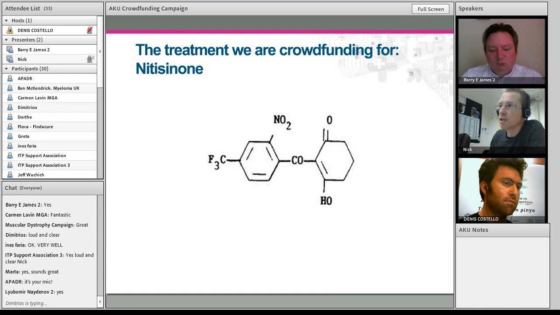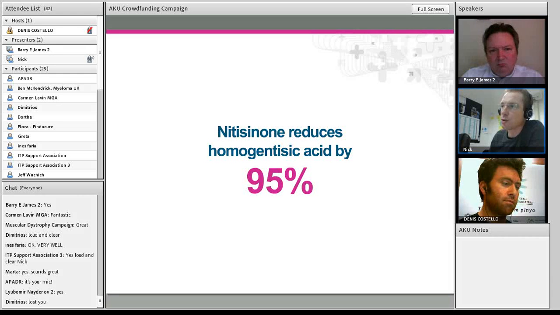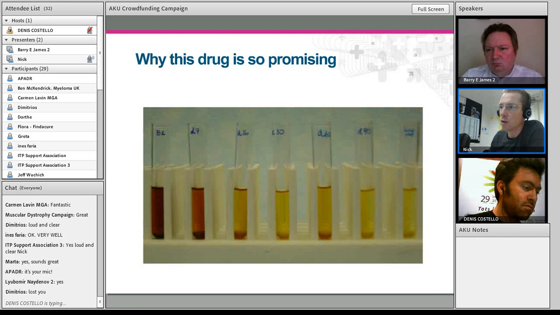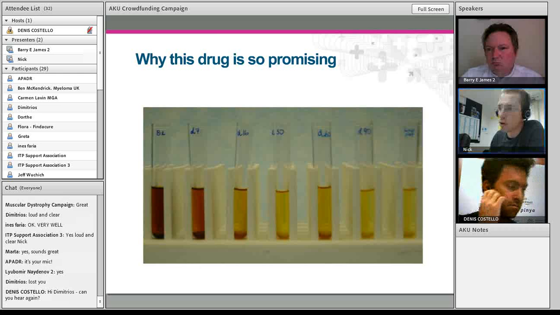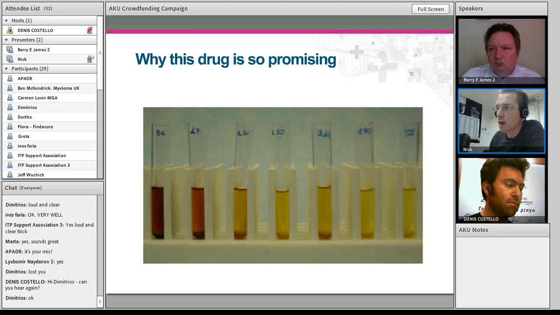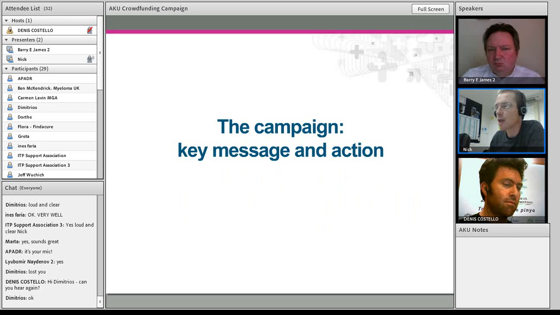And this is the treatment we're crowdfunding for, nitisinone, as I was saying earlier on, which is the enzyme inhibitor. And it reduces the homogentisic acid by 95%. So biochemically it is very good. In the animal model it works absolute wonders, but the difficulty is proving this in a human trial over long enough, because obviously the disease takes time to develop. But as you can see, the drug is very promising. This is the urine of someone with alkaptonuria, and as you can see, the urine basically clears, okay? Treated with nitisinone.